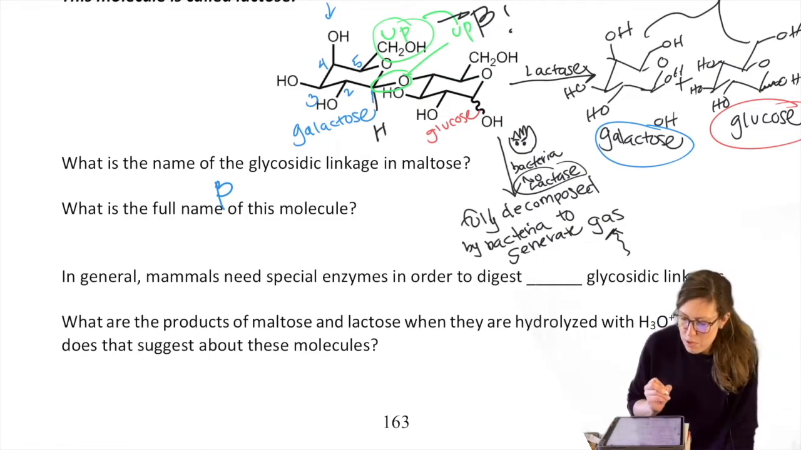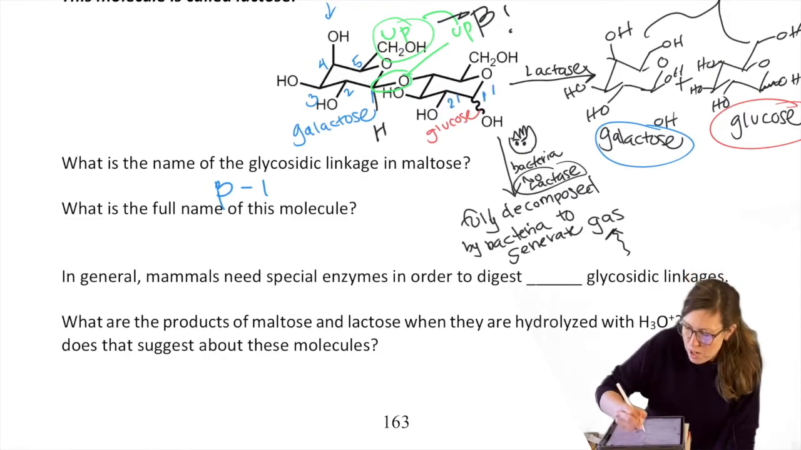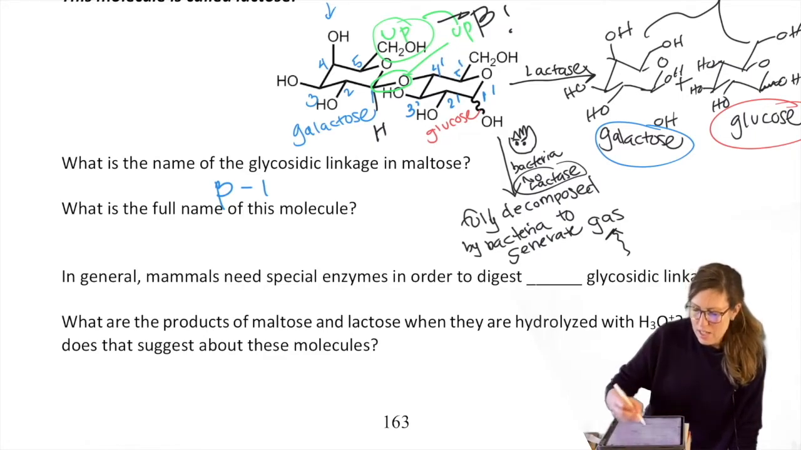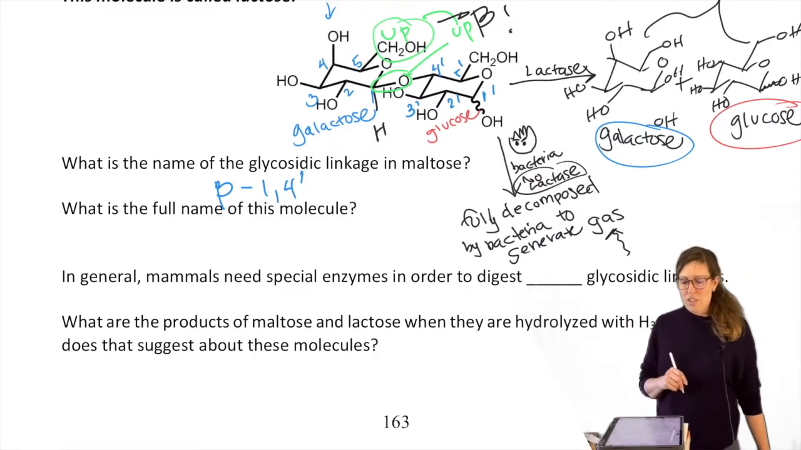Furthermore, what's the numbering on it? It's a beta 1, because we see carbon 1 there. Let's number our prime numbers. 1 prime, 2 prime, 3 prime, 4 prime, 5 prime. I could have stopped at 4 because that's where the linking was happening. It's another 1, 4 prime. So lactose is another 1, 4 prime, just like maltose.